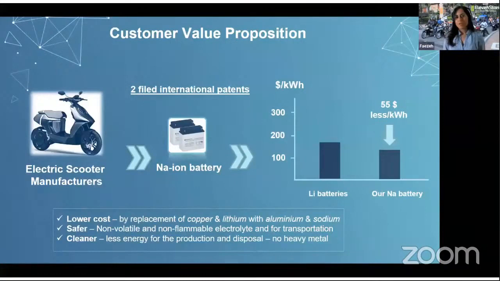By having our technology protected by IP, we can save money for scooter manufacturers, because lithium battery manufacturing costs about $175 per kilowatt hour. We estimated a lower cost for our battery by comparing the component price. By replacing commercial lithium batteries with our sodium battery, scooter manufacturers can reduce the cost by $55 per kilowatt hour. In addition to lower cost, our technology is safer to transport. And more importantly, our battery technology uses novel electrolyte materials that eliminate the risk of battery explosions, in particular at higher temperatures, which is suitable for hot areas.